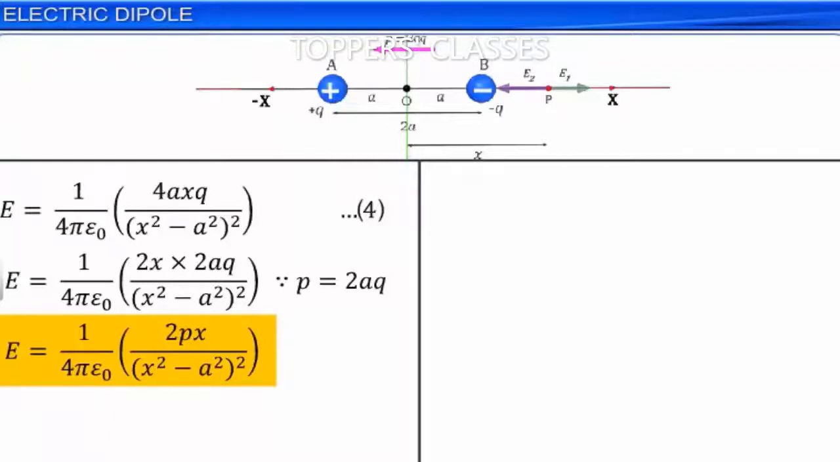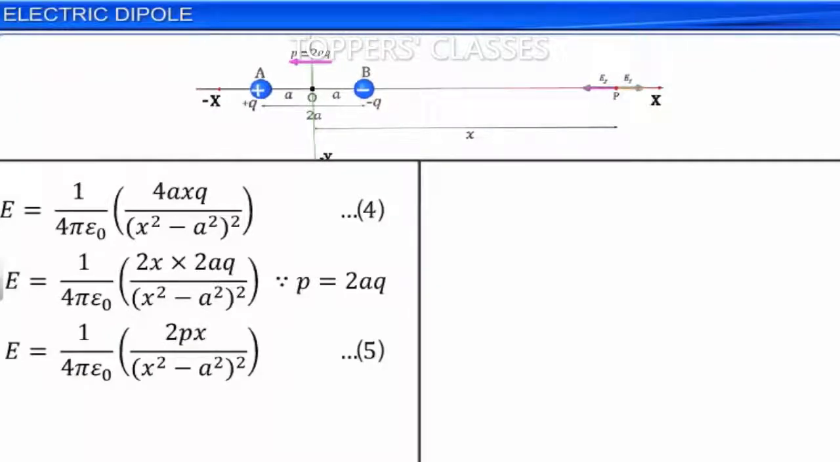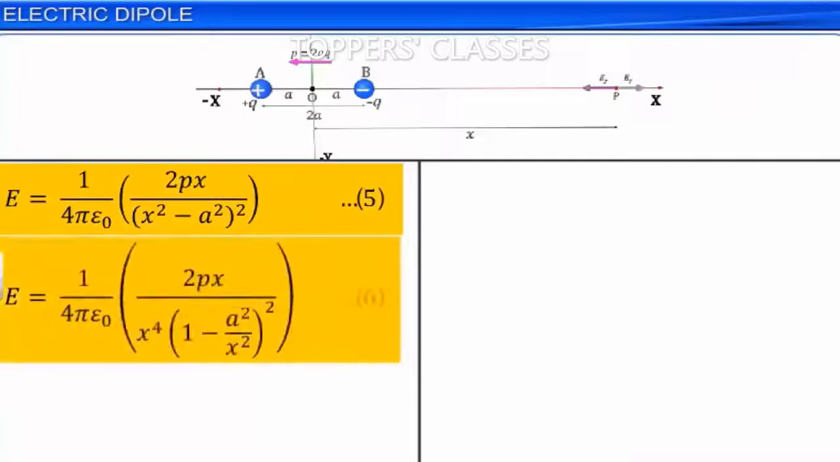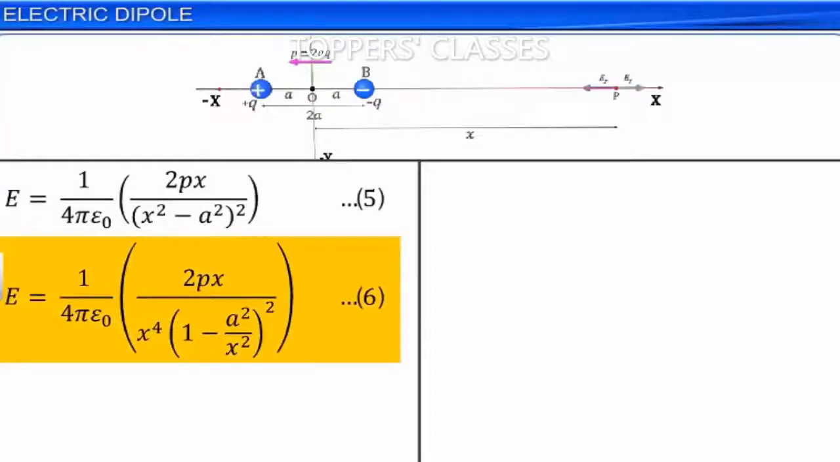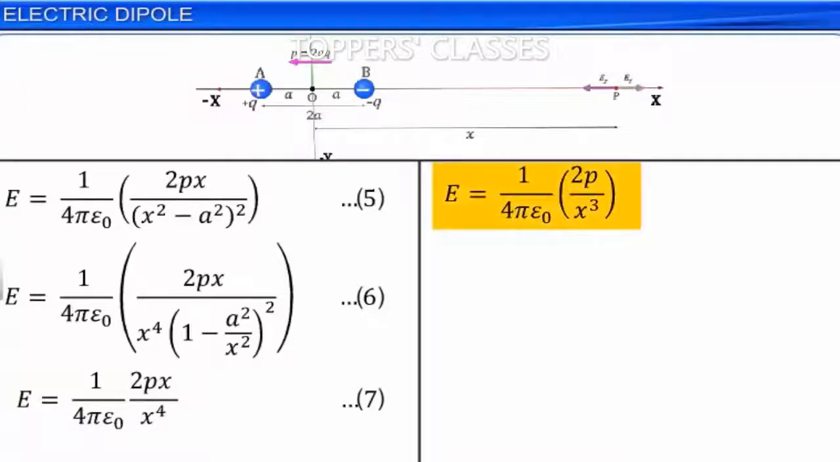When the point P is at a very large distance from the center O, then x is very large compared to a. Then, writing the expression 5 as in equation 6, and neglecting the term a square by x square for x which is very large as compared to a, in equation 6 and on further simplification, we get E is equal to 1 by 4 pi epsilon naught, 2px by x power 4. Let this be equation 7. This can be further simplified as E is equal to 1 by 4 pi epsilon naught, 2p by x cube. Let this be equation 8.